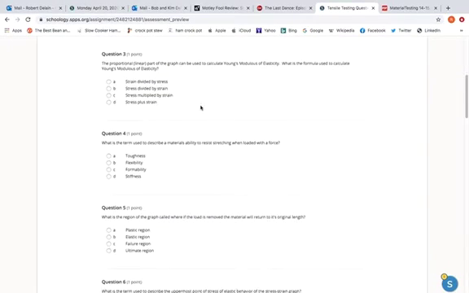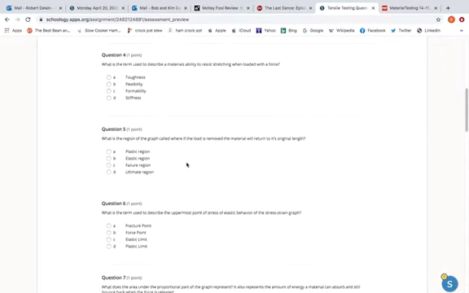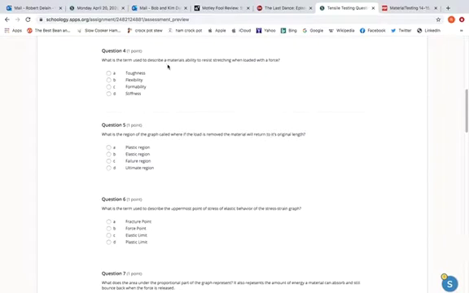Question number 3. The proportional or linear, the straight line part of the graph, can be used to calculate Young's modulus of elasticity. The formula for calculating Young's modulus of elasticity is the stress divided by the strain. Letter B. Question number 4, what is the term used to describe a material's ability to resist stretching when loaded with a force? Ability to resist stretching.